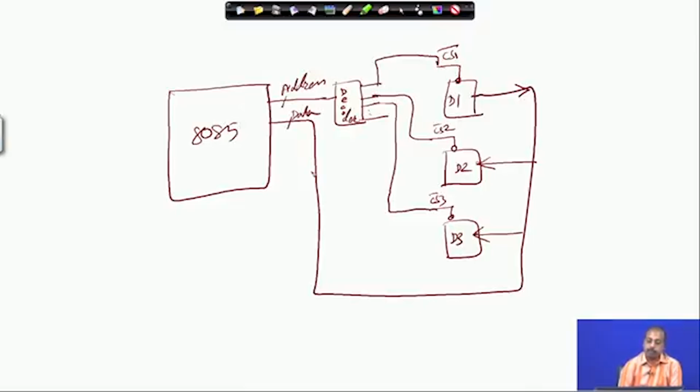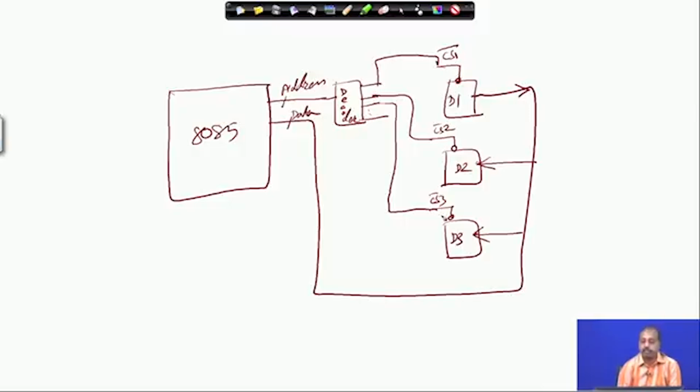Now, how can this type of transfer happen? The 8085 processor can determine, okay, I will send some data to D2. It will put the appropriate address on the address bus, the chip select of D2 will be activated, and the data will be sent through the data bus to the D2 device. Similarly, when it decides to send something to D3, it can do that way. That may be one possibility.